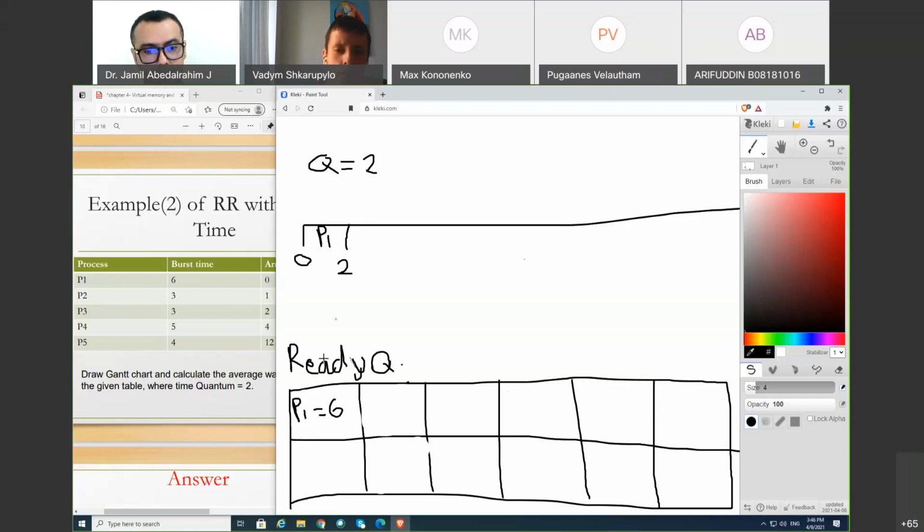Okay, so this is the second step. First step, we execute the current process. The second step, we reach a new unit, which is 2. We reach a new unit. The third step, what should we do now?